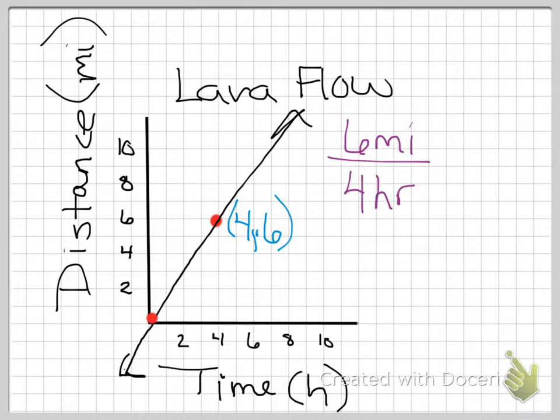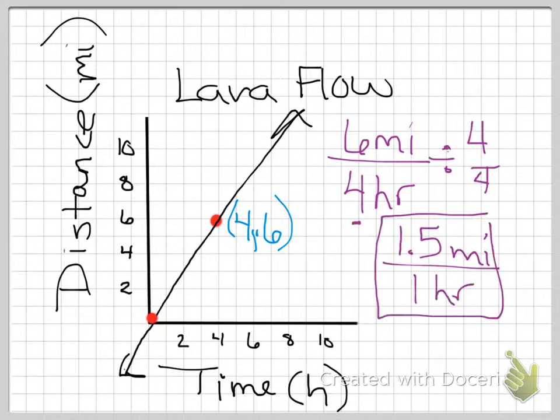But it's not asking me how much in 4 hours. It's asking me how much in 1 hour, so I need to find the unit rate. I divide top and bottom by 4, and I get 1.5 miles an hour.